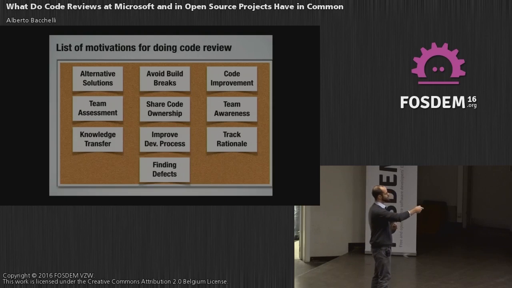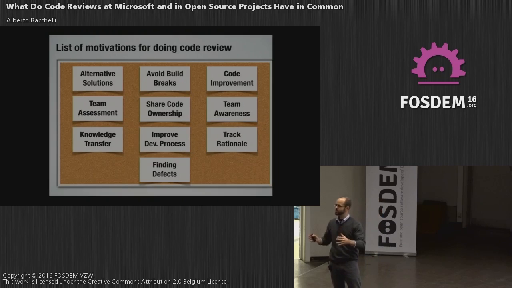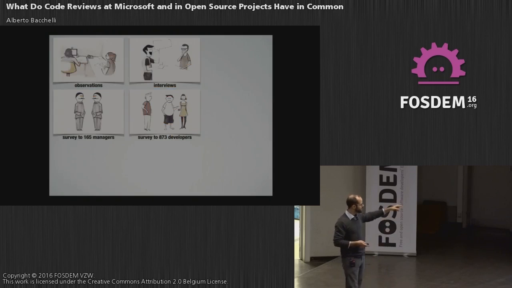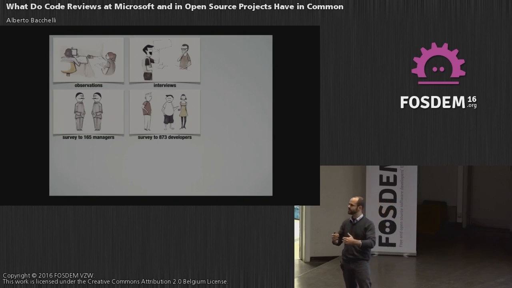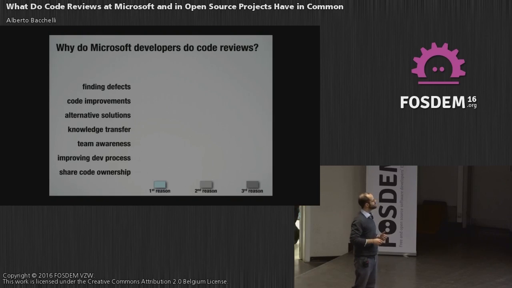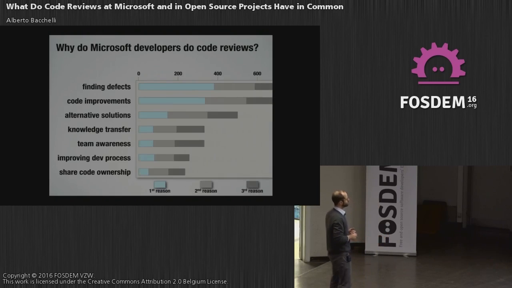So to find alternative solutions, to improve the code, to find errors, and so on. Okay, so in this first phase, we got the possible reasons. Then we extended this to developers. We sent a survey to around 2,000 developers, almost half of them replied, asking them to rank these motivations for doing code reviews by importance according to their opinion. And these are the results.